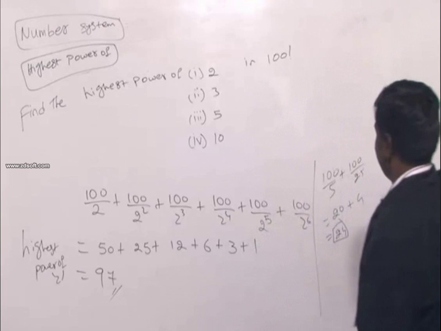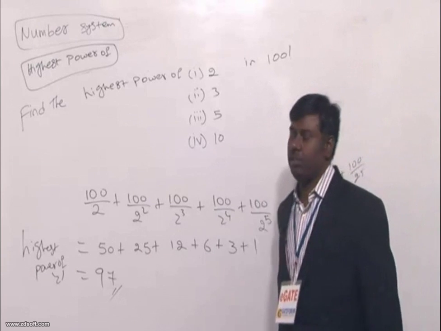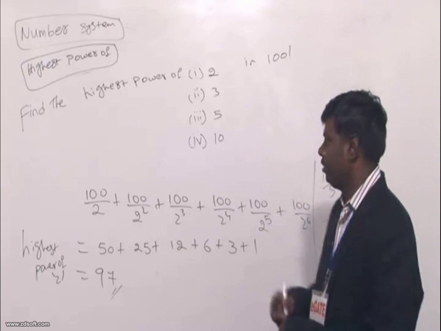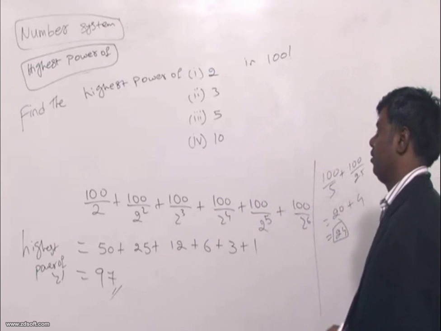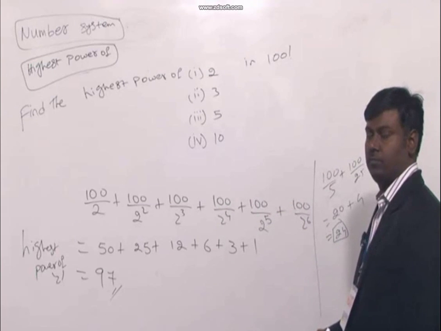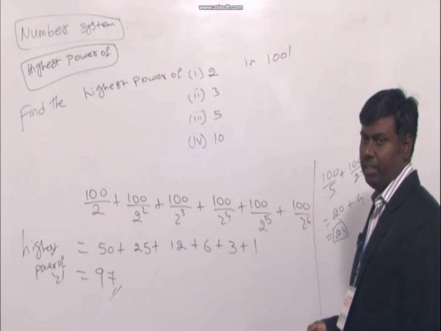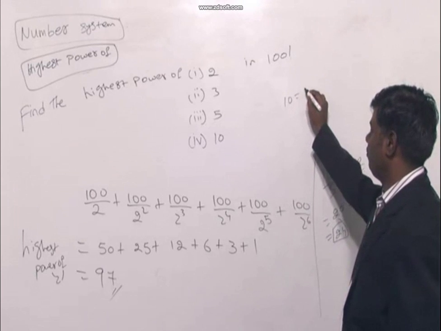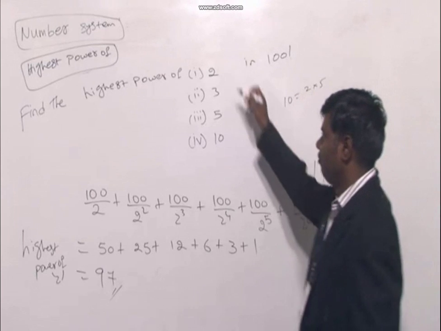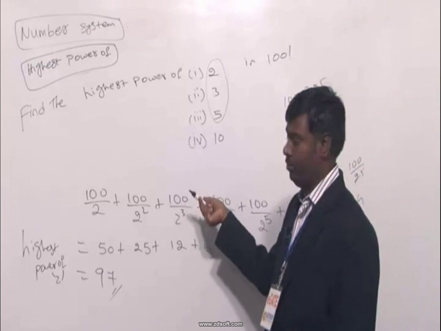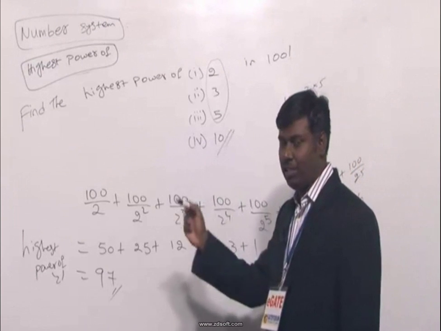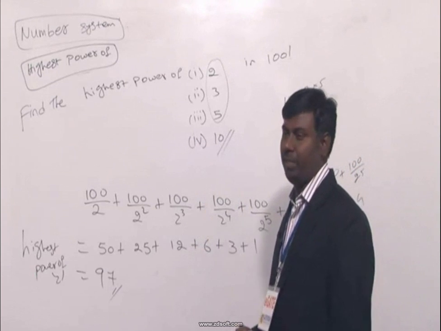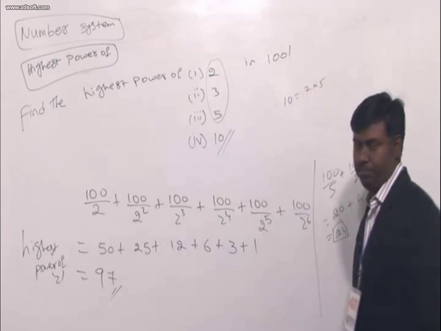Now the interesting one is 10. Highest power of 10 in 100 factorial. If you understand carefully, 10 is a combination of 2 and 5. For 2, 3, 5 it is very easy because they are prime numbers. For 10 it is not that easy, because 10 is a combination of 2 primes. So you have to split like that.